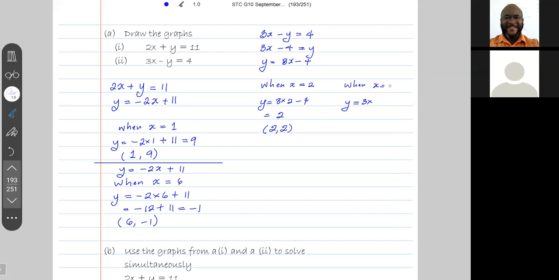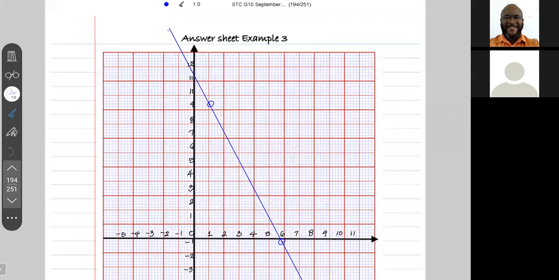So I might use when x is 4, 3 times 4 minus 4. This is 12. Let's use 5. When x is 5, 3 times 5 minus 4 is 15 minus 4. This is 11. So this is the point 5, 11. 2, 2 and 5, 11 are the 2 points I need.